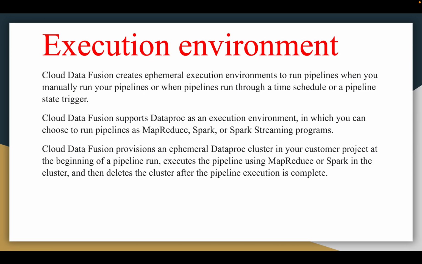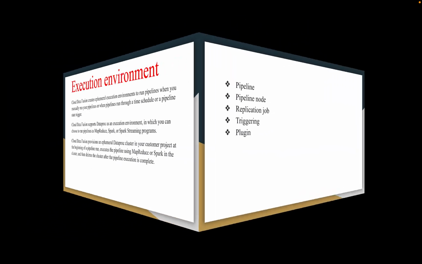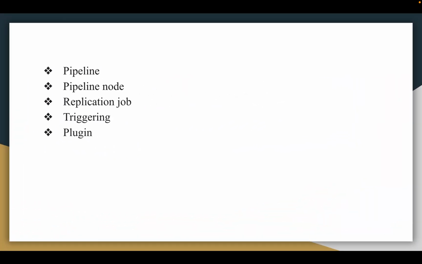Cloud Data Fusion supports Dataproc as an execution environment in which we can choose to run pipelines as MapReduce, Spark, or Spark Streaming programs. Cloud Data Fusion provisions an ephemeral Dataproc cluster in our customer project at the beginning of a pipeline run, executes the pipeline using MapReduce or Spark in the cluster, and then deletes the cluster after the pipeline execution is complete. Next, we are going to see these concepts.